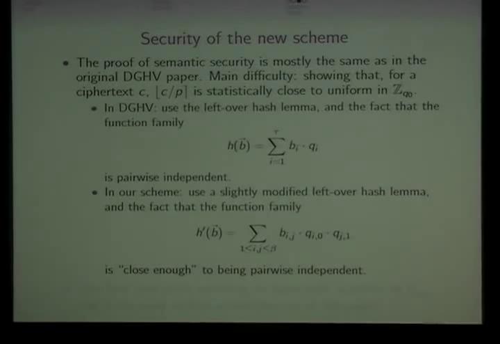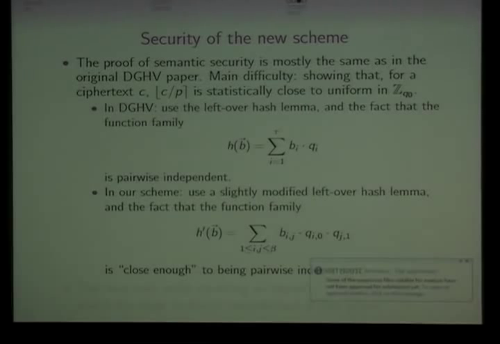So we have to prove that this construction is secure. The proof goes mostly the same way as in the Eurocrypt paper, except that at some point, since it's indistinguishability, it's semantic security, we have to show that something is statistically close to uniform. In the Eurocrypt paper, it's done using the leftover hash lemma applied to a family of universal functions of that form, which is linear, which is pretty classical.